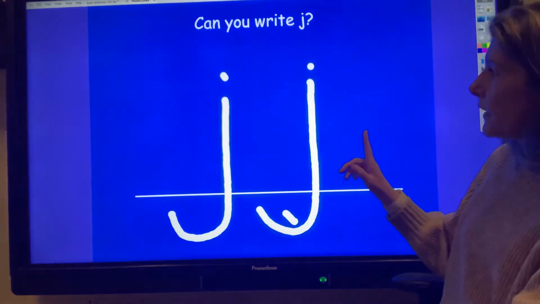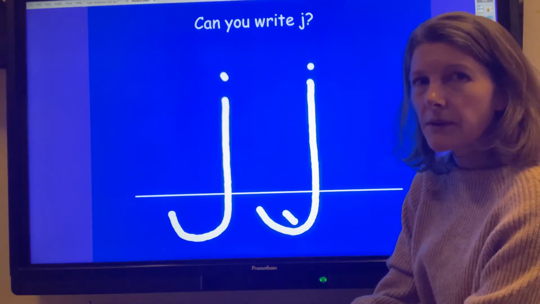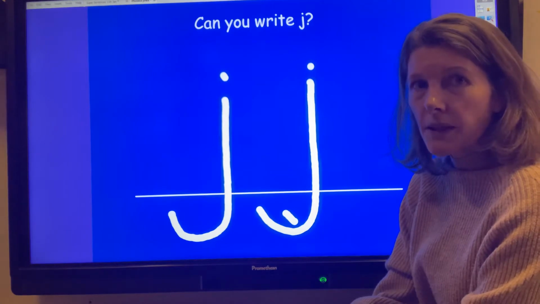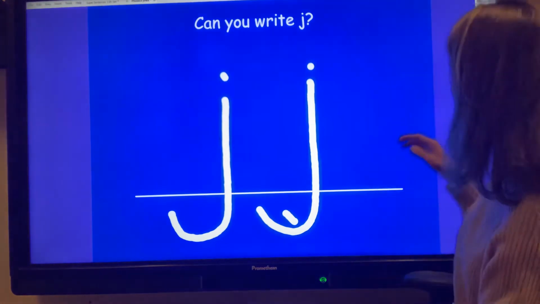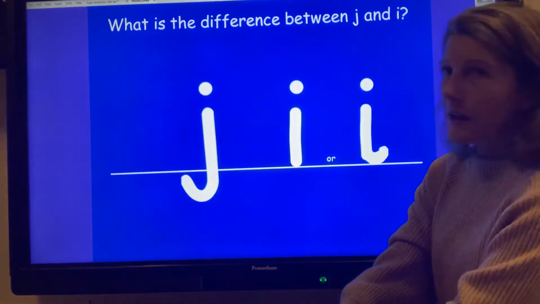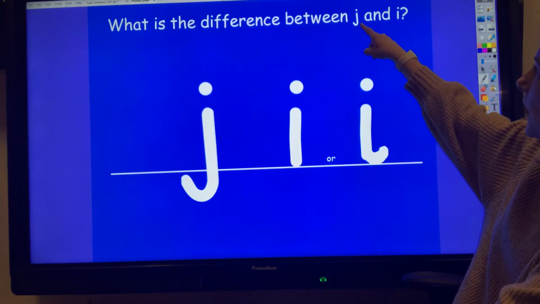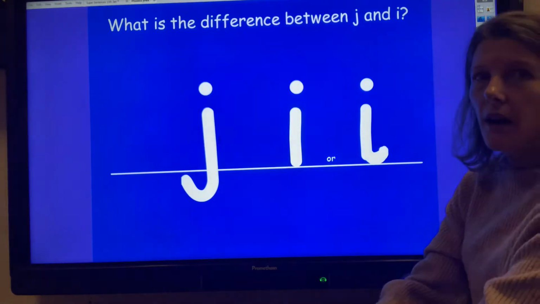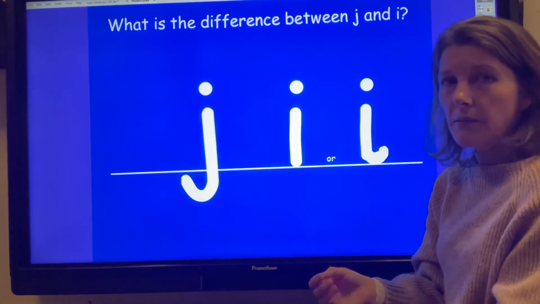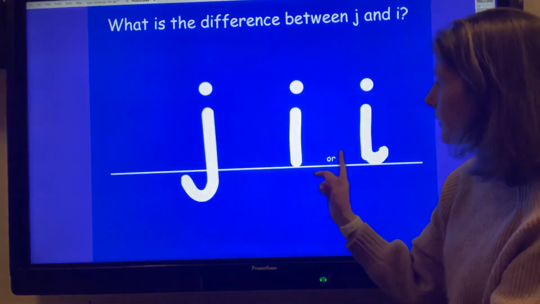Now, this one looks a little bit like one of the other graphemes that we've written that has also got a dot above it, and that can sometimes cause confusion. So let's have a little look at the next slide. So, what is the difference between the grapheme J and the grapheme I? So we've got the J phoneme and the I phoneme, and they are represented by these graphemes.